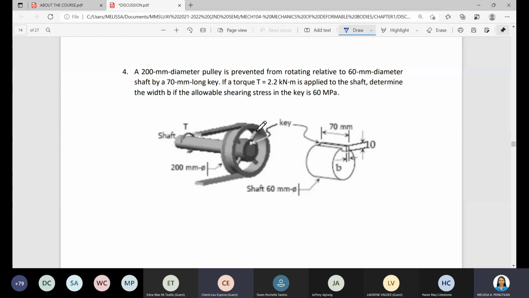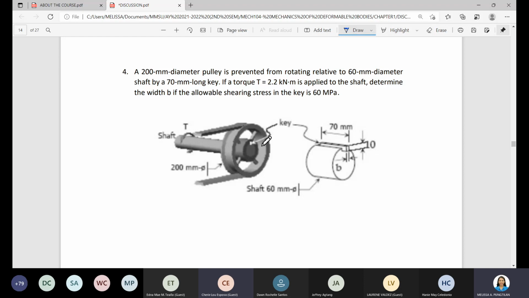So, to prevent the rotation of our pulley, they put a kind of lock, or what they call a key, which is this one. They place it there to prevent the rotation of the pulley. When you apply torque here, the key prevents our pulley from rotating. Because if you apply a twisting moment here, the pulley will rotate. And to be able to prevent that, they put what they call a key.